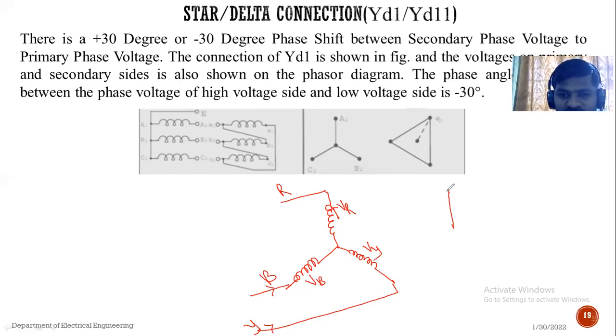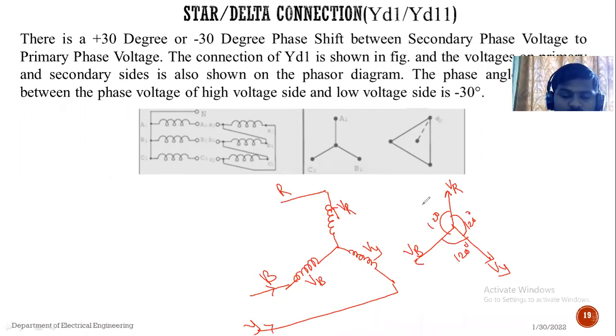This is the VR voltage, this one is the VB voltage and this one is the VY voltage. If it is a balanced system, each and every phasor is displaced by 120 degrees. OK.